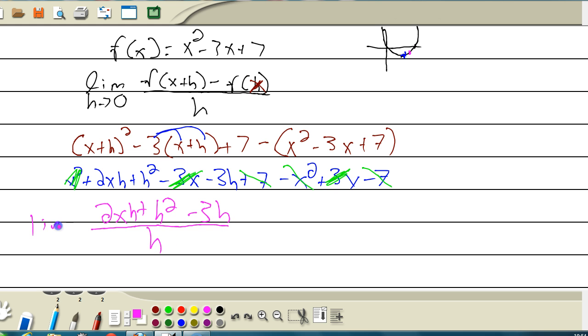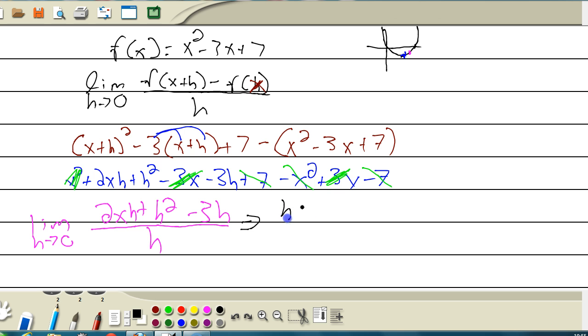So we need to find the limit of this as h approaches 0. The key thing is we have to always factor out an h. When we're doing the limit definition of a derivative, you have to factor out an h. There's one h here, one h there, one h there, so we can take out an h from all of it.